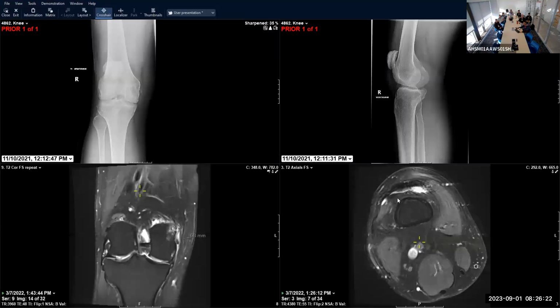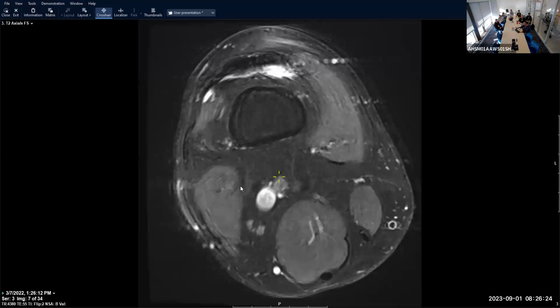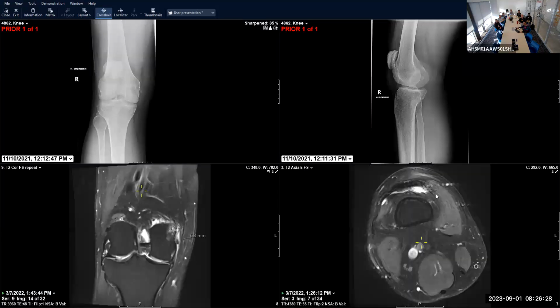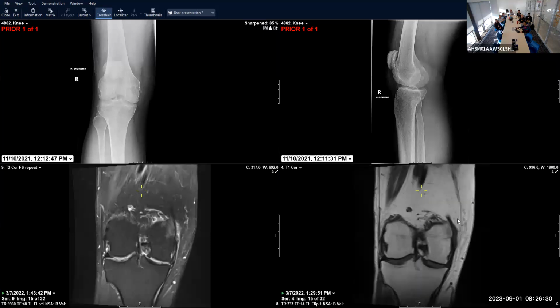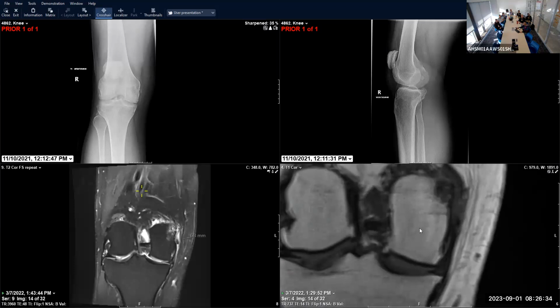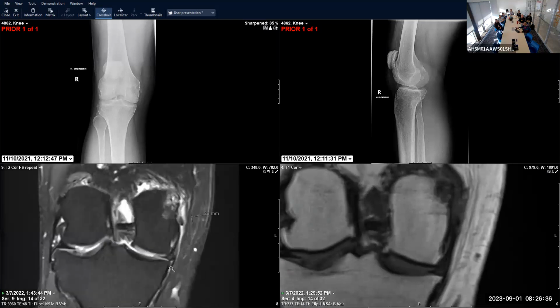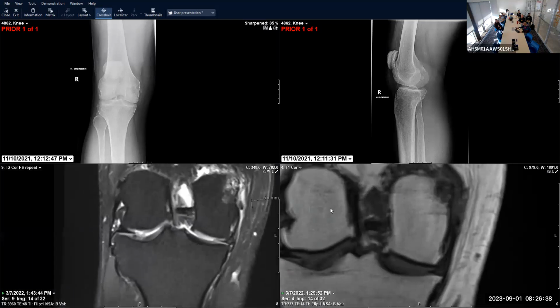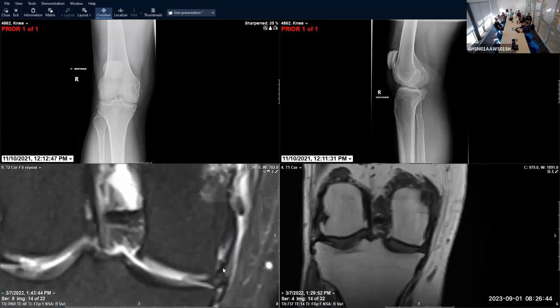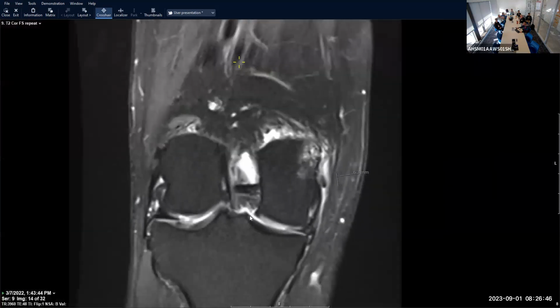If it was ossified, it would be low on fat suppressed images, it would be bright on non-fat suppressed images, because bones have fat in them, and so something that's ossified is going to match the bone signal intensity. So it would be bright on T1, fat suppressed should be dark, but this goober is dark on both of these things. That indicates that it's calcified, not ossified.